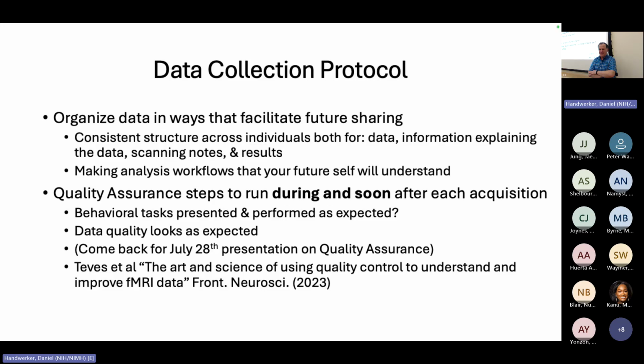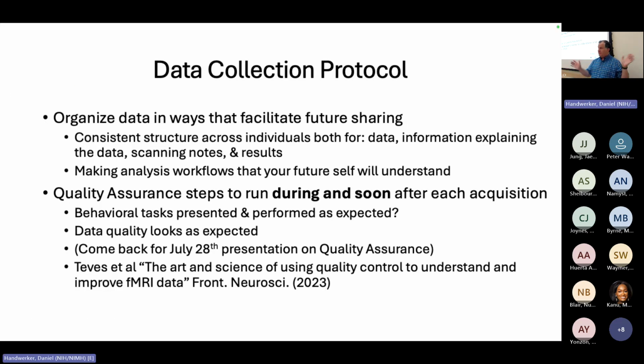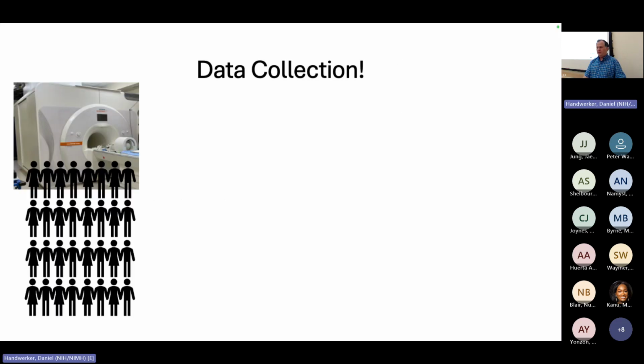And then again, I'm hitting the quality assurance hammer. Have a quality assurance protocol to run during and soon after your scan. Did they do the behavioral task as expected? How does the data quality look? I have a paper that I'll be talking about in the 28th lecture. So that's sort of the things to think about for the collection protocol.